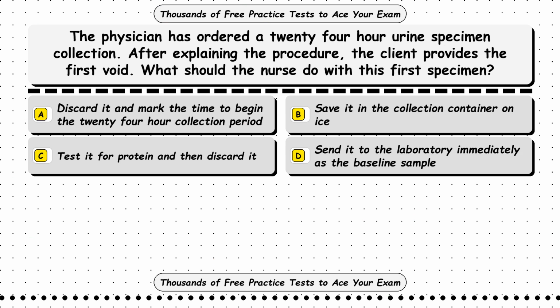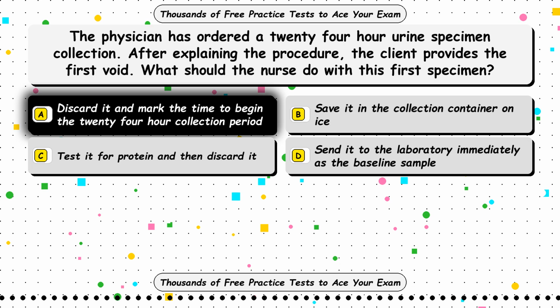Question 121. The physician has ordered a 24-hour urine specimen collection. After explaining the procedure, the client provides the first void. What should the nurse do with this first specimen? Option A. Discard it and mark the time to begin the 24-hour collection period. Option B. Save it in the collection container on ice. Option C. Test it for protein and then discard it. Option D. Send it to the laboratory immediately as the baseline sample.